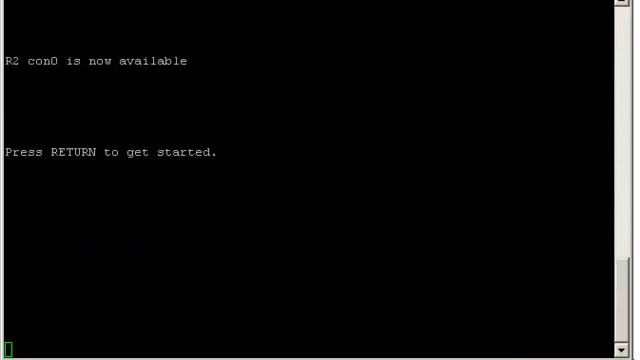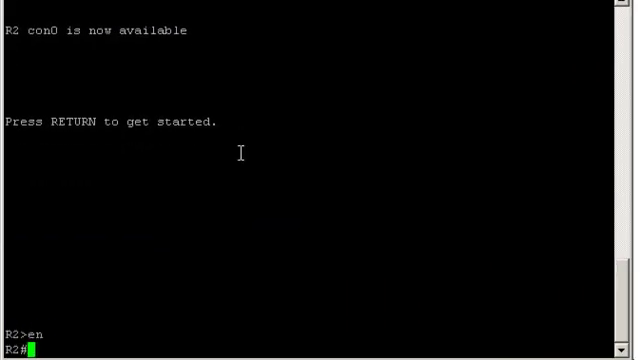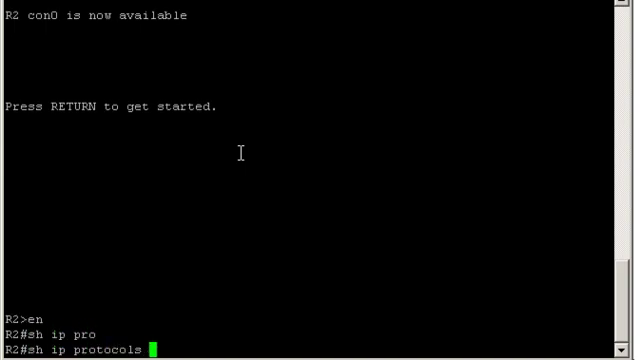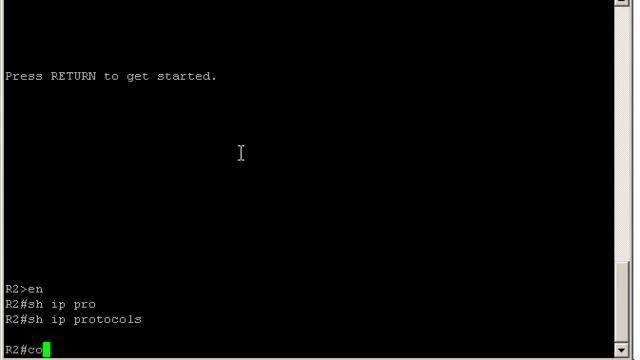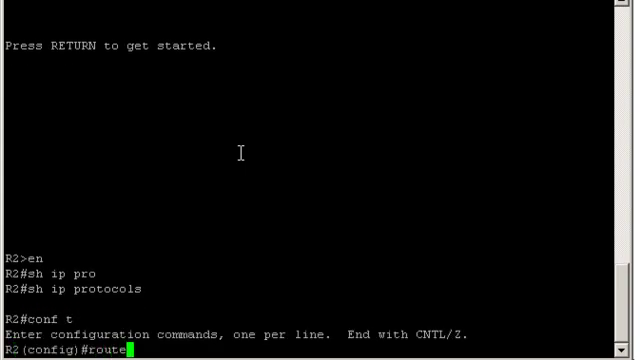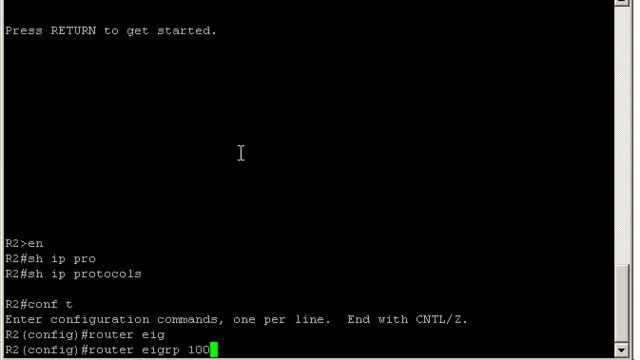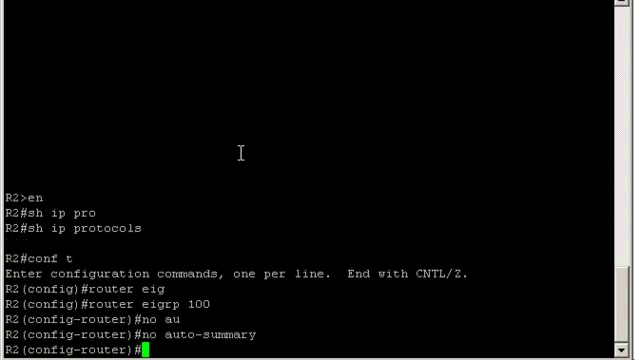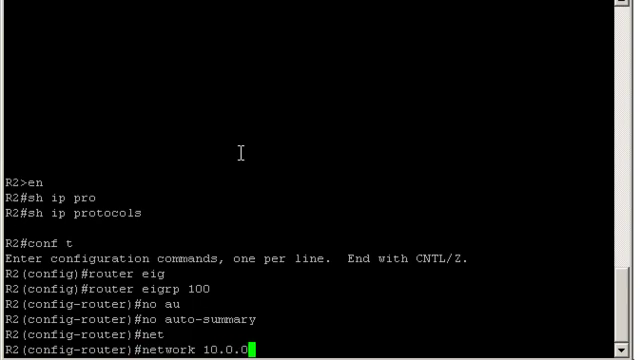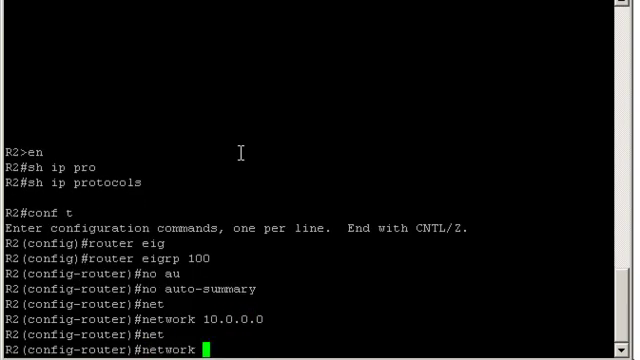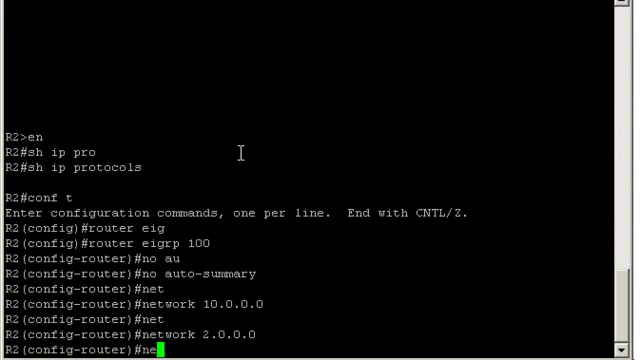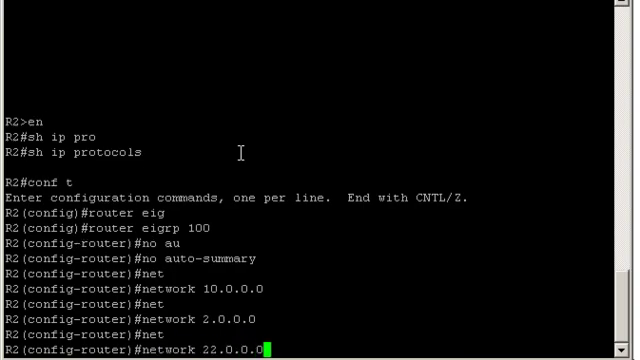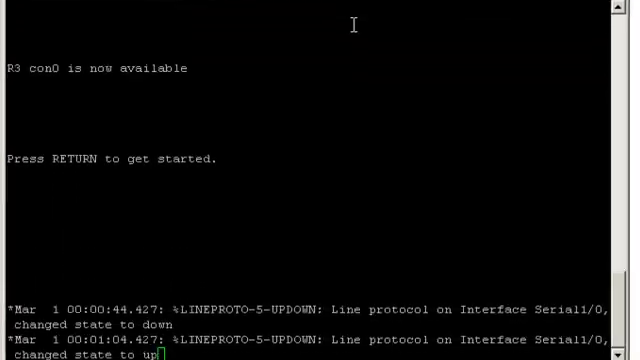Let's get started on router 2. Let's check that EIGRP is not already configured. Show IP protocols. It's not. Let's configure it. Conf t, router EIGRP 100. We're told to use VLSM, so no auto-summary. And we also have to enable EIGRP on all interfaces. So network 10.0.0.0, network 2.0.0.0, and network 22.0.0.0.